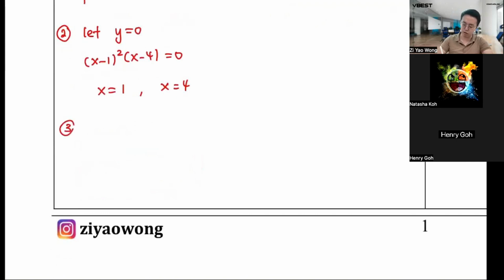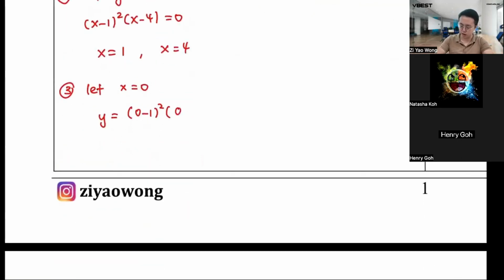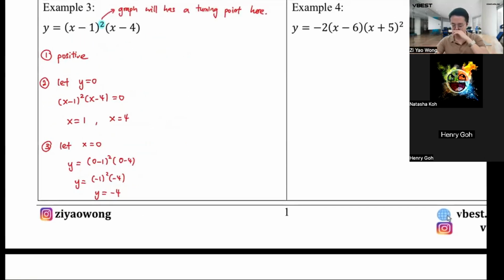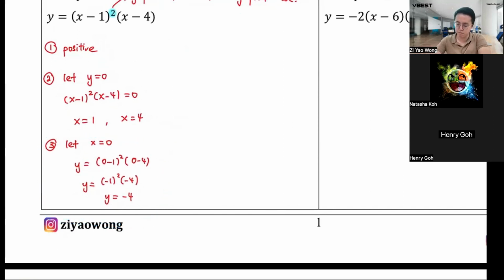The third step, same thing, you let x equals to 0. Your y equals to what? Here you have (0 minus 1) squared, and then you multiply by (0 minus 4). So you have an answer equals to negative 1 squared multiplied by negative 4. So here you have y equals to negative 4 only. This is the value you have first.